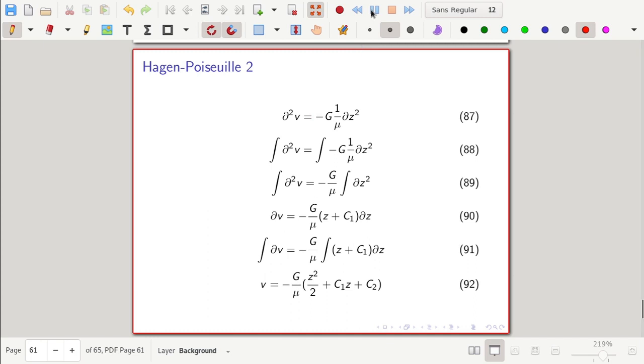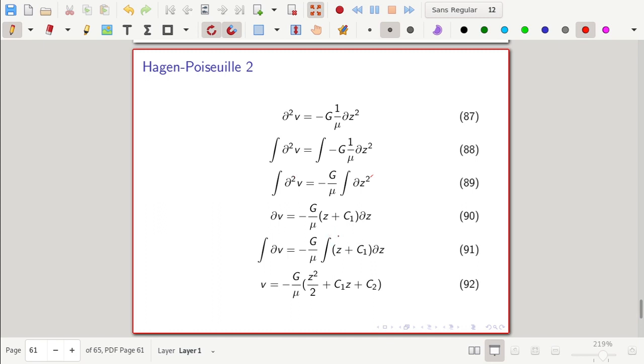The first integration here, remember the integration is in z. G here is constant, mu is constant. So we're left with z plus 1 first integration constant. So the first integration, we got rid of the 2 here. Now we're going to need another integration. Remember, there's two ways of doing this. You can apply the integral term by term. There's different ways, but it's pretty simple.